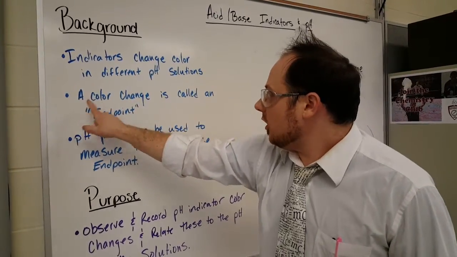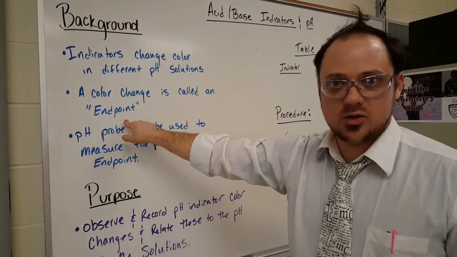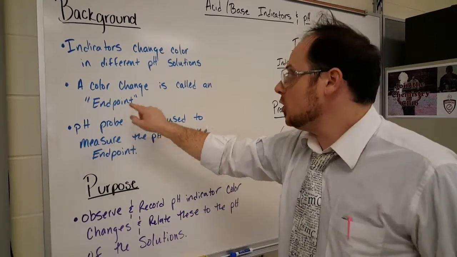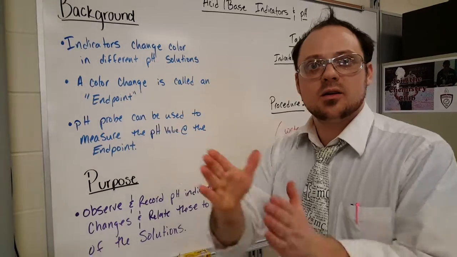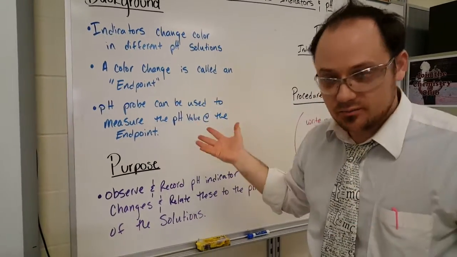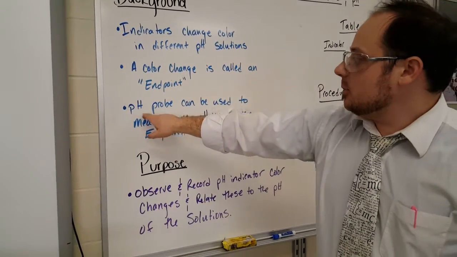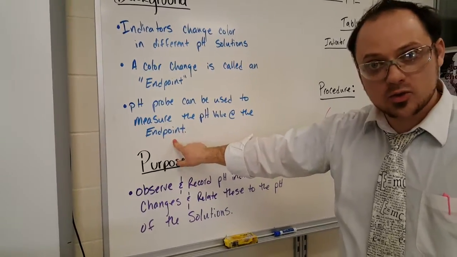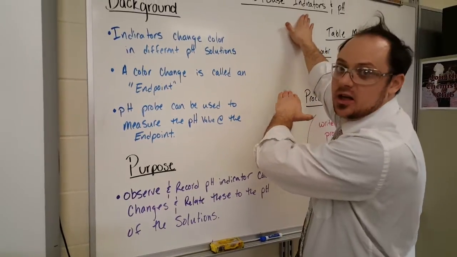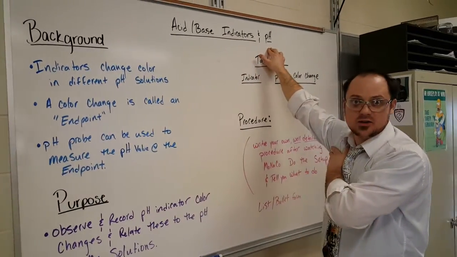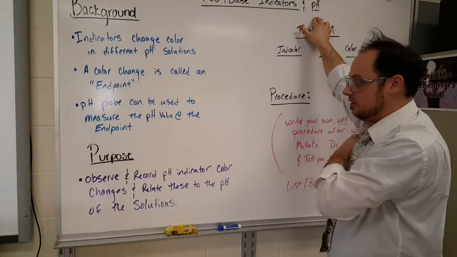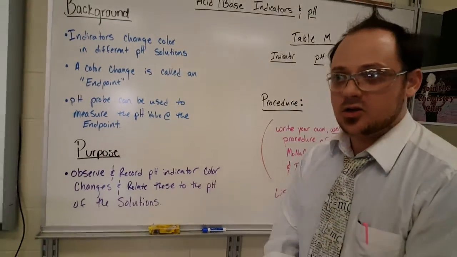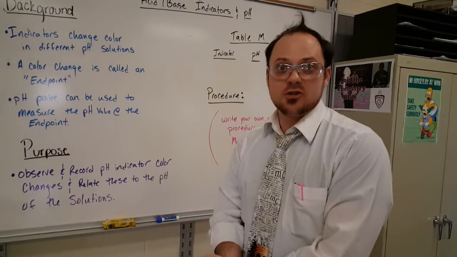The new thing is that a color change is called an endpoint. So when you see your indicator change from red to yellow, you know you've reached the endpoint for this neutralization that we're calling it. Now, a pH probe can be used to measure the pH value at the endpoint. So we're relating the color change of the indicator to the pH that occurs at this point. And we've noticed that we have some limitations here. Our techniques and our technology is brute force style.